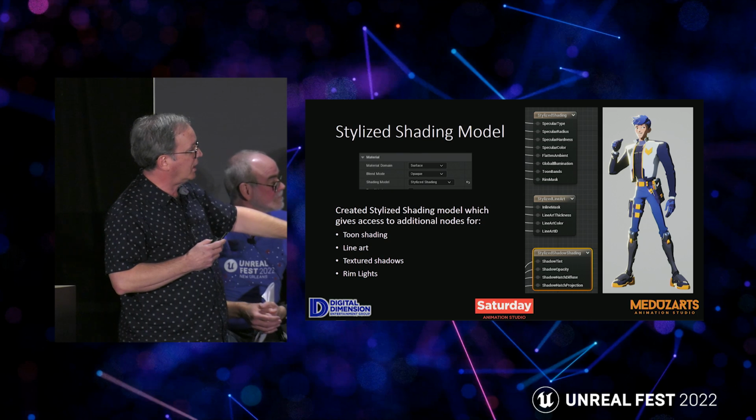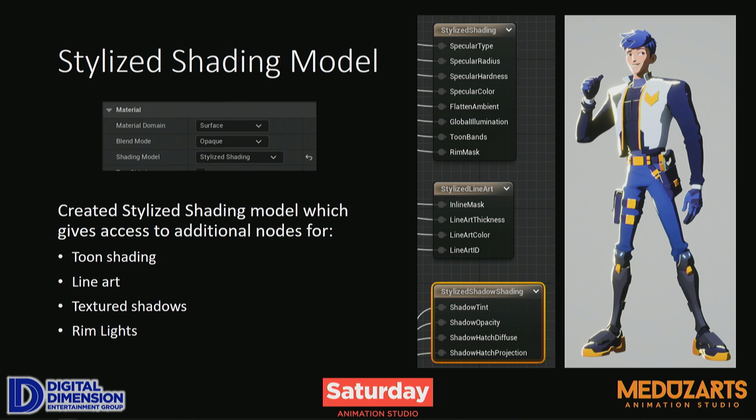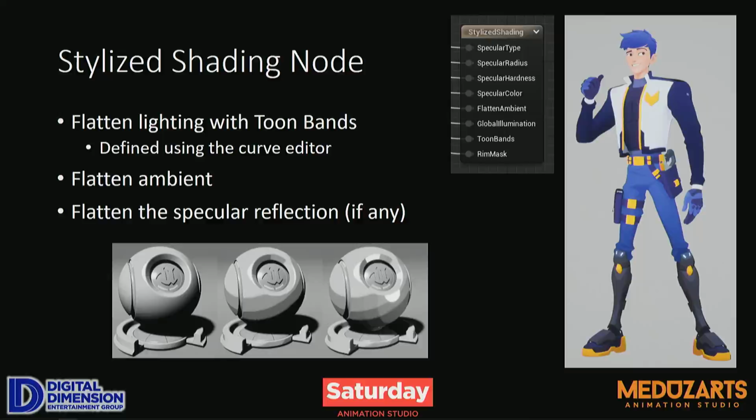There are 3 nodes there, and we'll talk about the rim lights at the end. There's the stylized shading, which is cell shading plus plus. There's the line art, which we're going to get into, and also a custom shadow that we've built for the purpose. If we look at the first node, the purpose here is we want to flatten the light as much as possible, right?